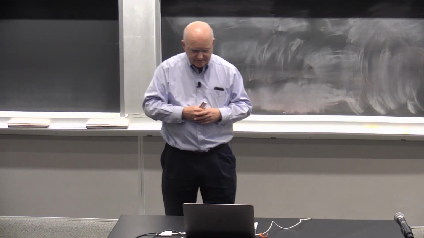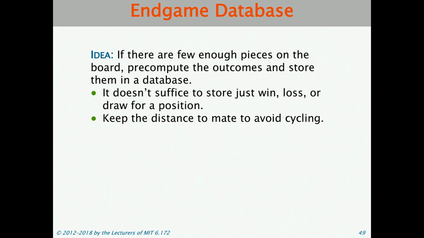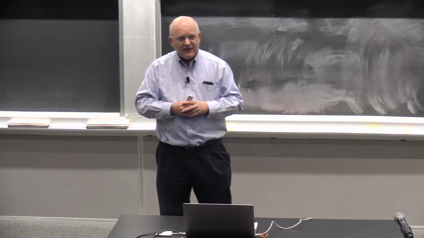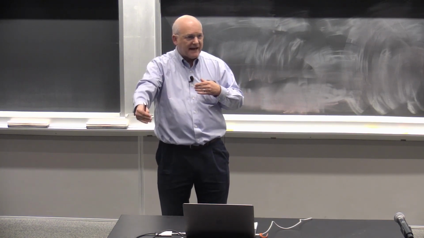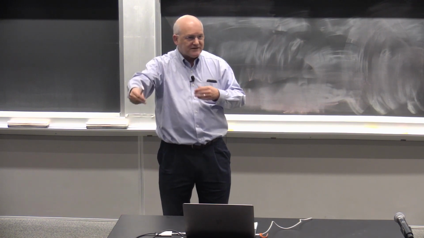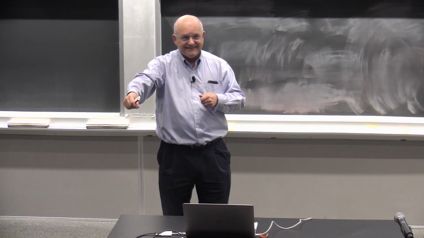Endgame database. So here's the idea. If there are few enough pieces on the board, you can pre-compute the outcomes and store them in a database. For example, the most common database to come up with is the king versus king database. It's not that you expect the game will end up as king versus king; it's that you're going to encounter that in the search. It'd be nice to know who has the win if it's king versus king.